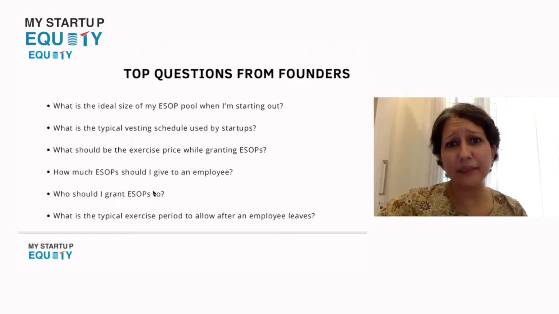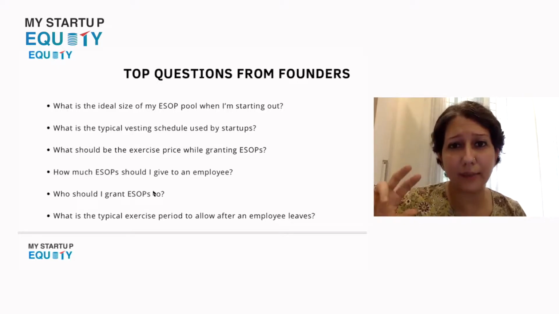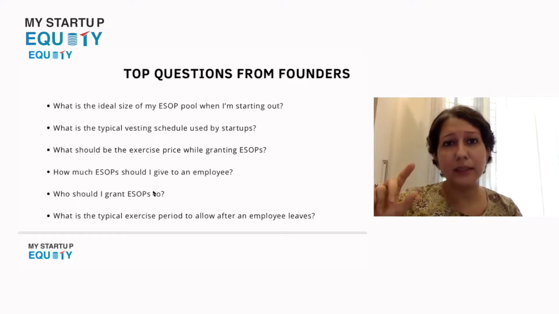Can we keep the exercise price... Okay, sorry. There are 3 questions. I think I'm just going to take them together. Is it possible to do different pricing for different ESOP pools? So a later pool pricing is lesser than the earlier one. Can we keep the exercise price even lower for such employees? Or does the exercise price need to be standard across all employees?